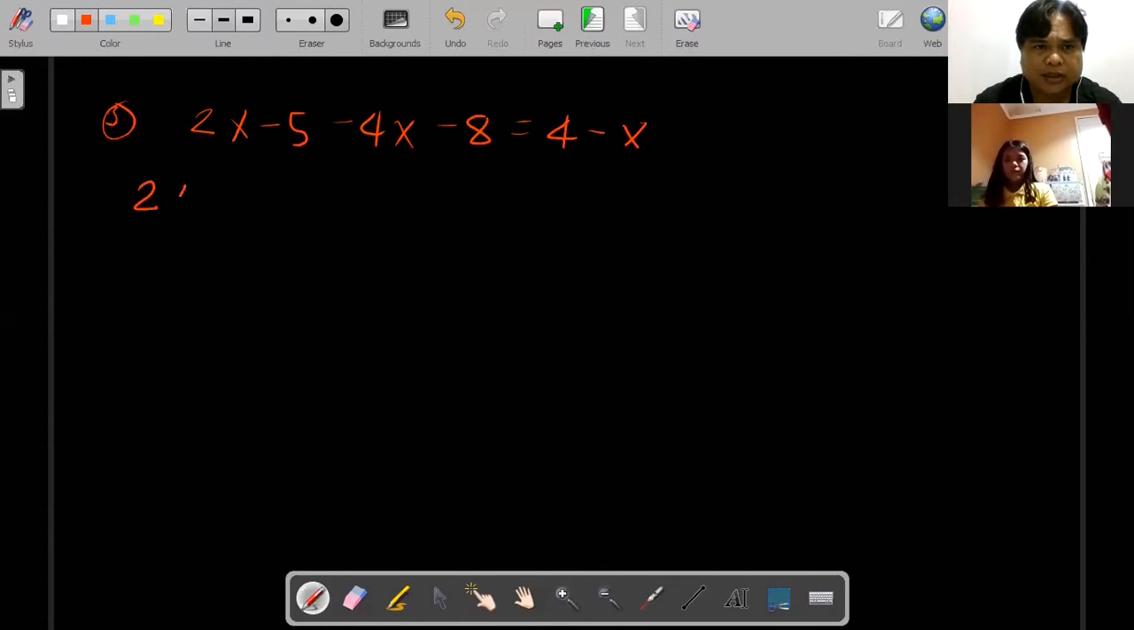So 2x minus 4x. No changing of sign because you did not transpose it from one side to another. You just exchange places, so no need to change the signs. The minus 5 here is the same, minus 5 and then minus 8. So 4 minus x. I did that so that it would be a lot easier for you to combine terms. So 2x minus 4x, what do you get?